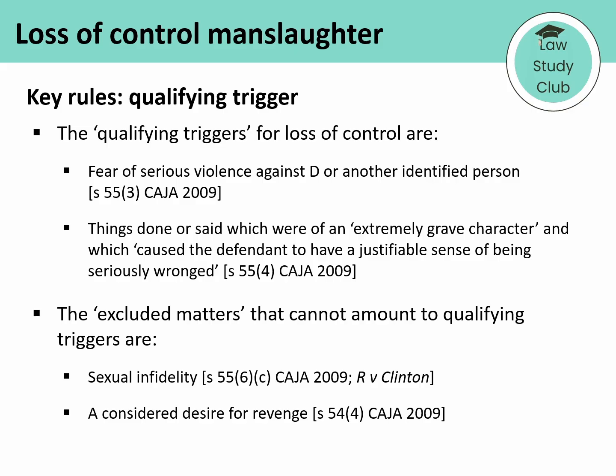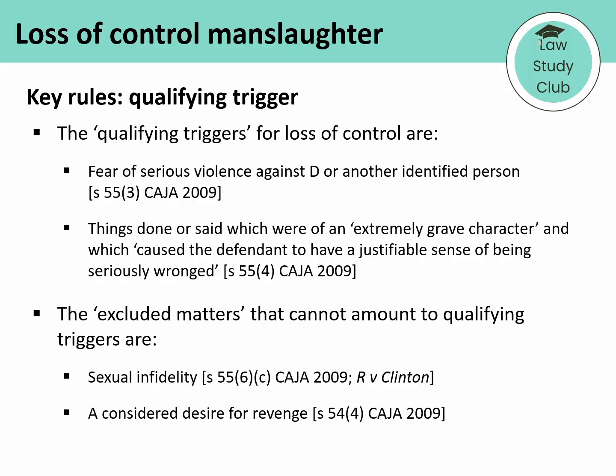So in other words, the defendant can't start a fight and then use the fear of serious violence from their opponent as an excuse for having killed them in the fight. The second qualifying trigger we often call things done or said, but in full it says things done or said which were of an extremely grave character and which caused the defendant to have a justifiable sense of being seriously wronged.